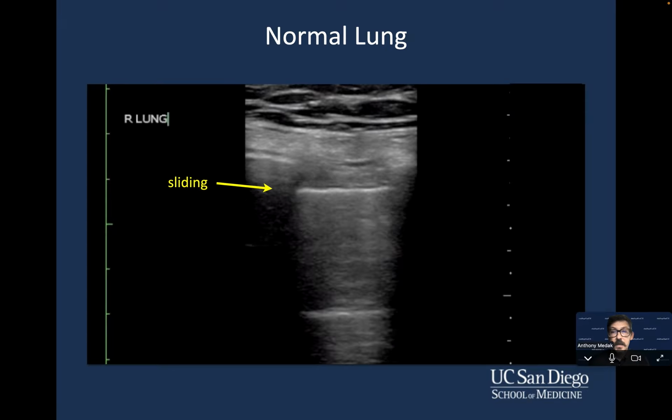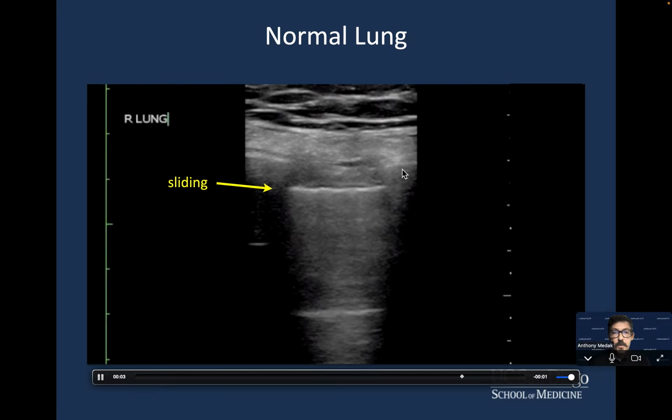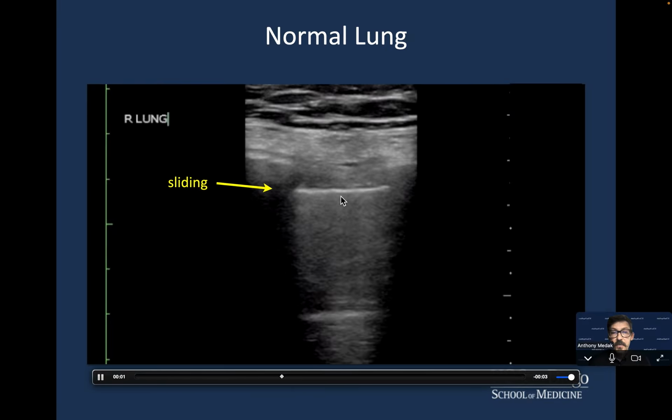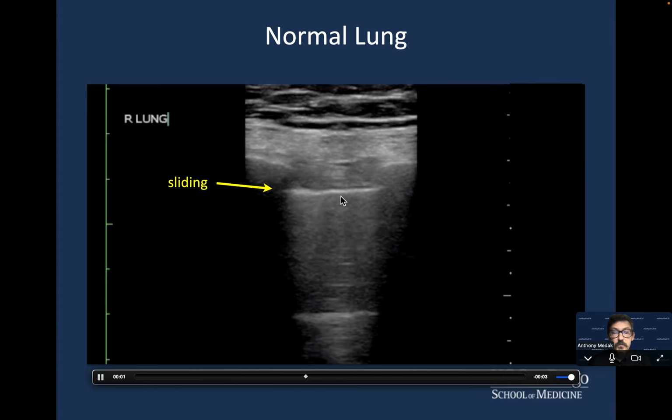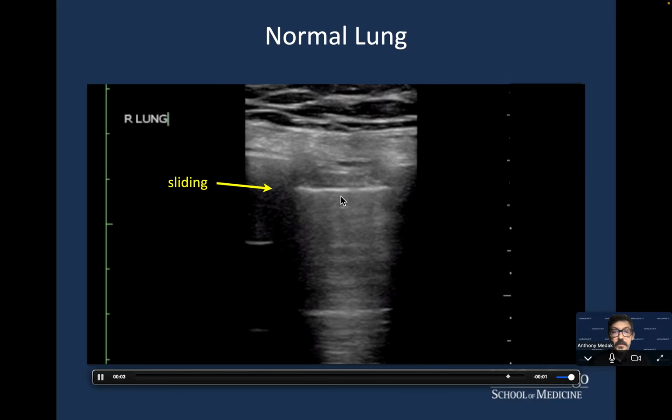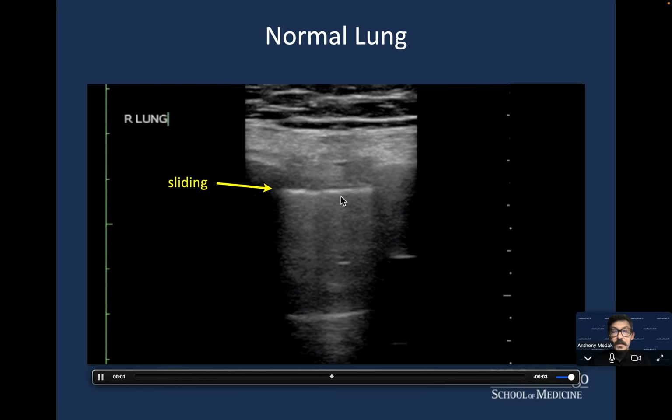So normal lung, you see one rib, you see another rib, the white line in between, and if you look at it closely, there is horizontal movement back and forth. That's consistent with normally aerated lung.